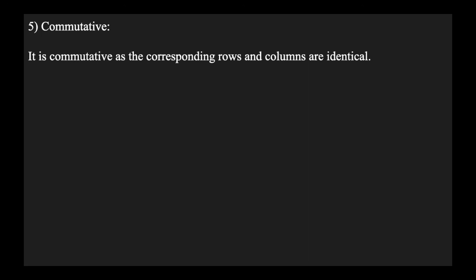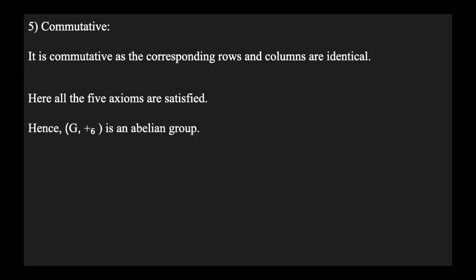Last, commutative. It is obvious that it is commutative as the corresponding rows and columns are identical, the same. So that means it is commutative. Hence all 5 axioms are satisfied. Hence G with plus 6, or G under addition modulo 6, is an abelian group.